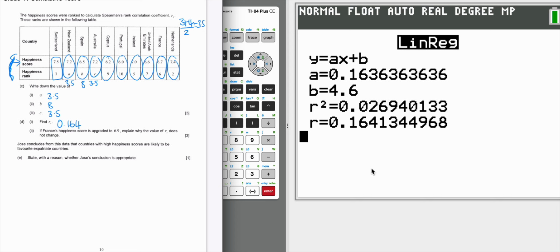If France's happiness score was upgraded to 6.9, would R change? So France is just here. The reason it wouldn't change is even if that was 6.9, it would still be rank 6. It's still between rank 7, which is 6.6, which is here, and rank 8, which is 6.5. So anything between those values is, rank 5 is here, 7. So anything between 6.6 and 7 is still going to place France as rank 6. So it doesn't change its rank.